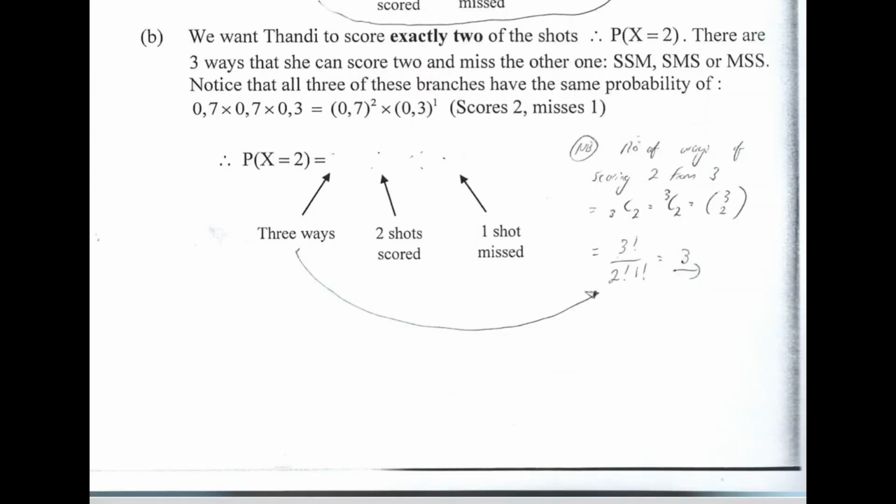All right, letter B is what is the probability of her scoring exactly 2 shots out of the 3. So we want Tundi to score exactly 2 shots. When I say we want her to score 2 shots, that's what we're working out the probabilities of. Remember the success is her scoring. So we're looking at the probability of our random variable x equaling 2. And there are 3 ways that she can score 2 and miss the other one: SSM, SMS, or MSS.